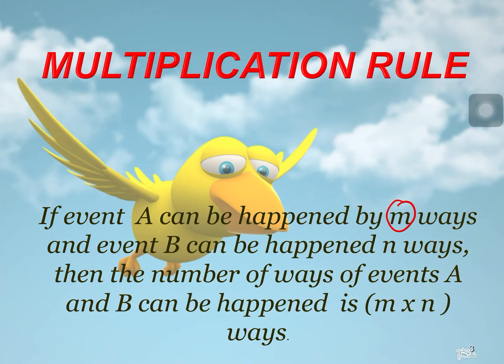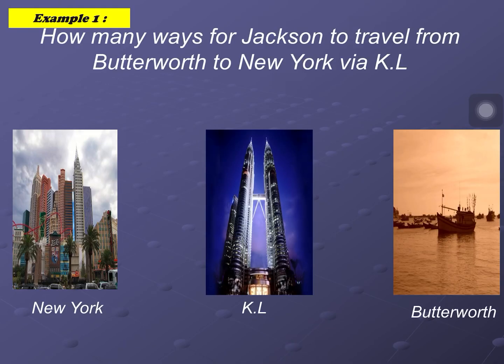Next one, the multiplication rule. If event A can happen in m ways and event B can happen in n ways, then the number of ways of event A and B happening is m times n ways. So let's look at the first example.